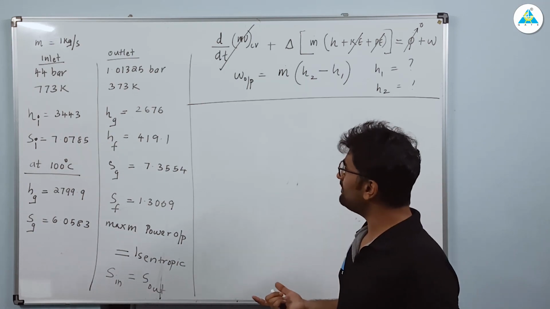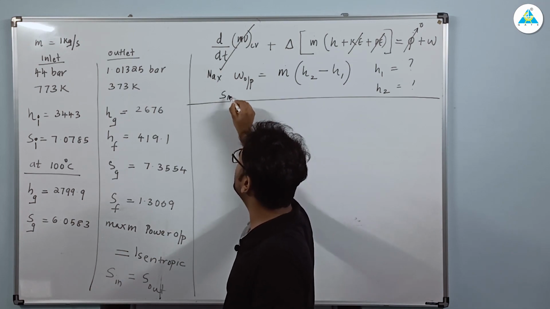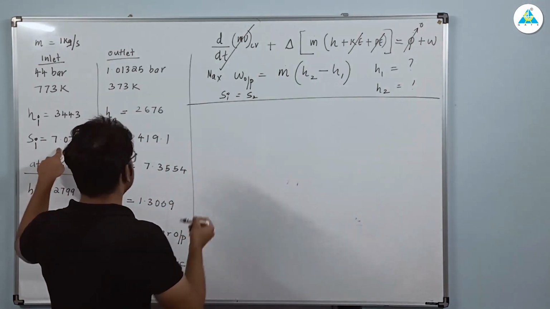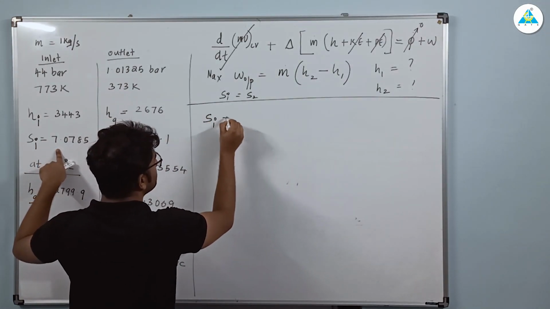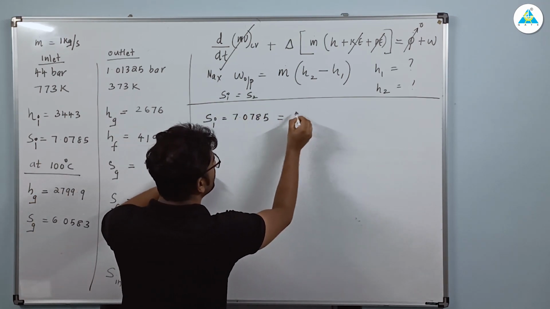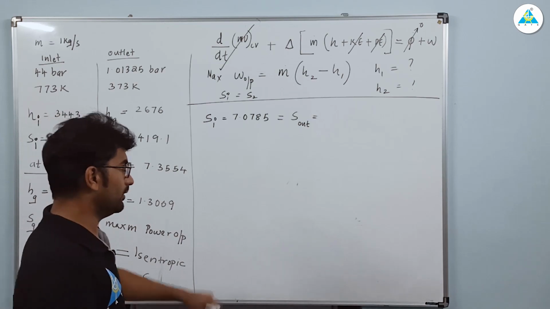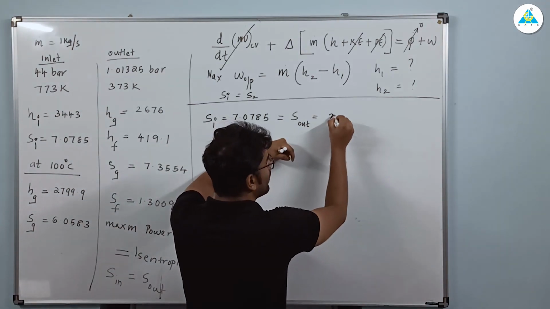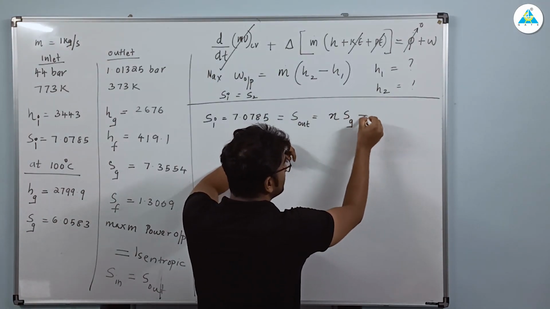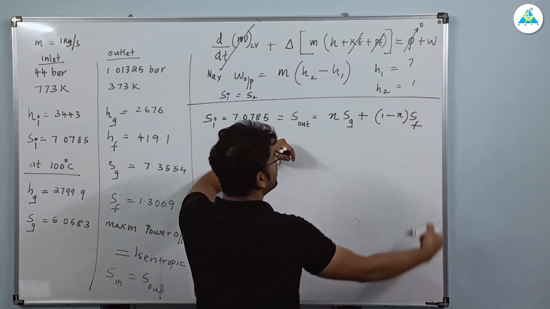So for finding quality, you know that if it is maximum work output, the entropy at the inlet should be equal to the entropy at the outlet. The entropy at the inlet is 7.0785. It should be equal to the entropy at the outlet. How can I write the equation of entropy at the outlet? Entropy at the outlet is X, the quality at the outlet, multiplied by entropy of the vapor, plus 1 minus X times entropy of liquid.